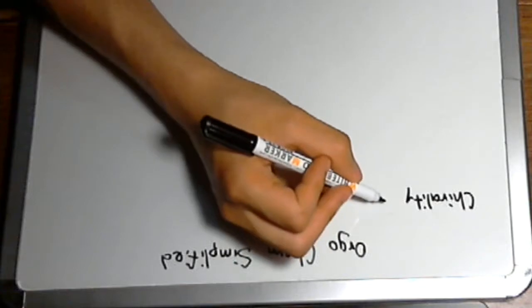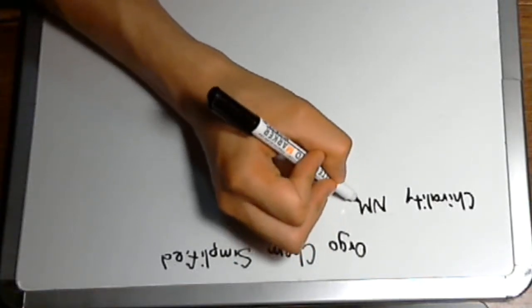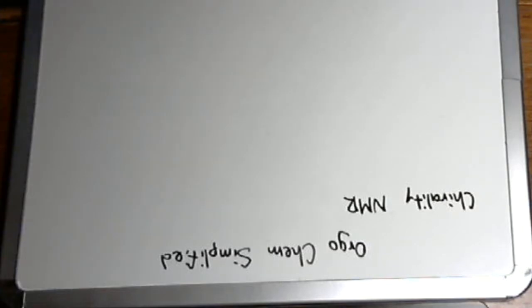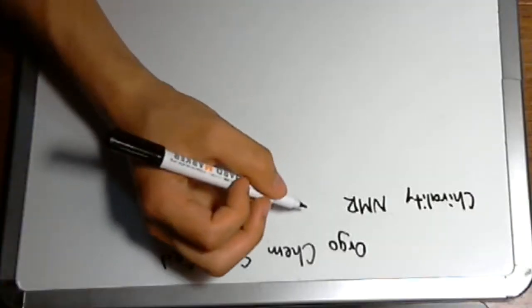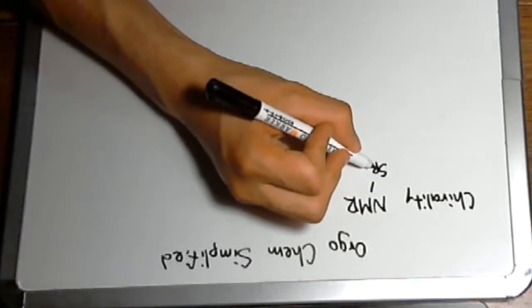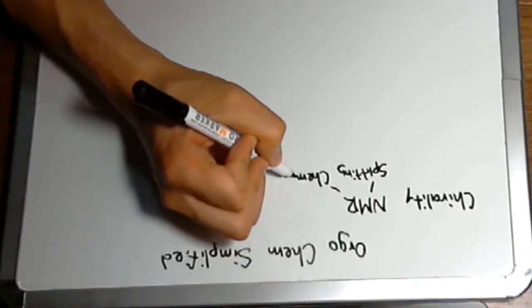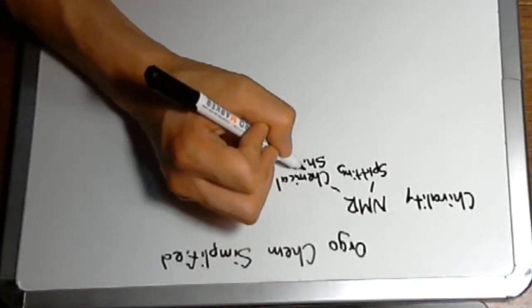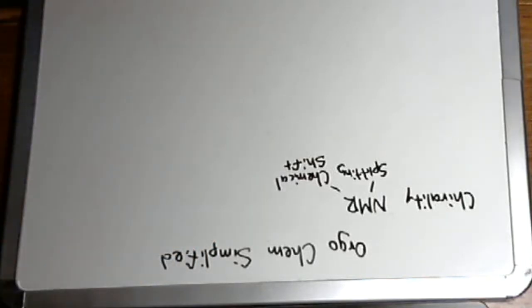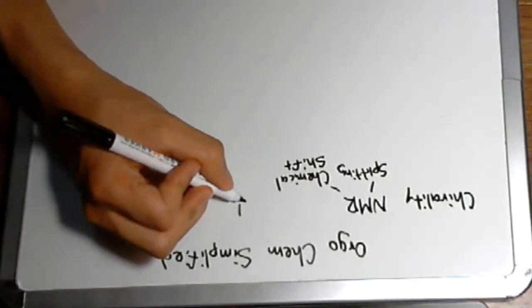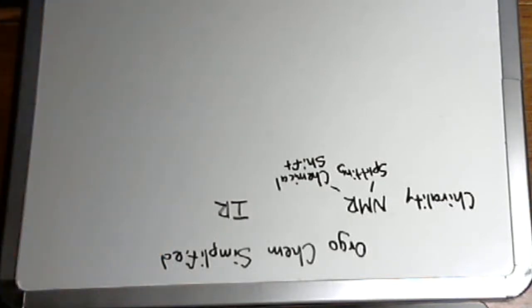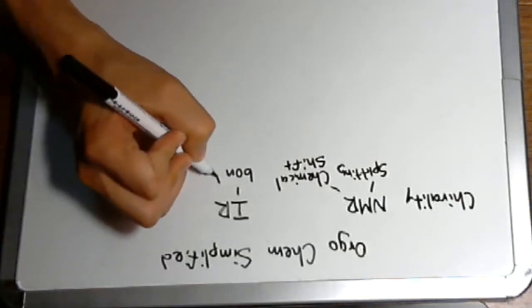Okay, so chirality. Next thing you want to know is NMR, the basics of NMR. So basically, how does that work, right? So under NMR you have splitting and chemical shift. Okay. You have IR, infrared spectroscopy, and that just has to do with bond vibrations.